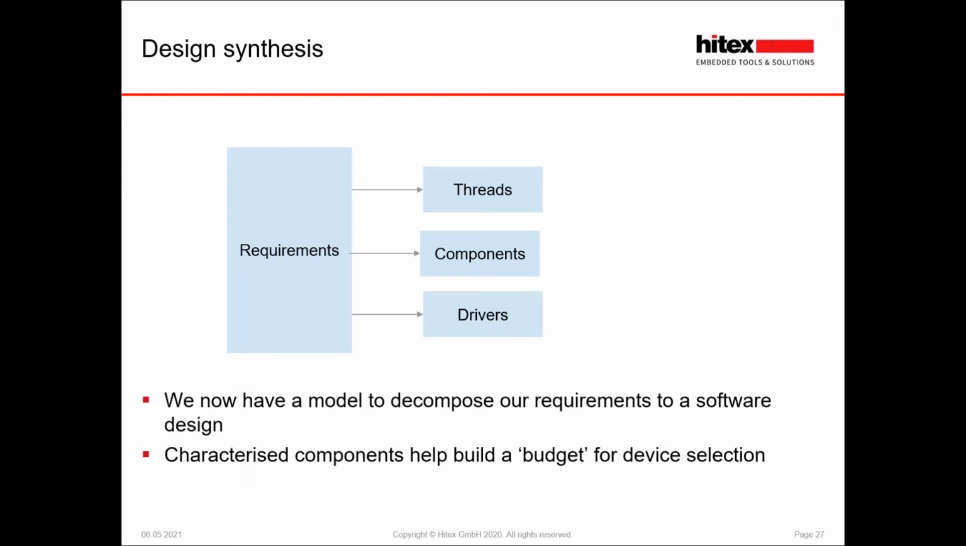When we are at the requirement stage, we now have a model where we can take our requirements and break those down, decompose them into our software architecture. So we can look at the requirements, we can identify the units of concurrency, what are going to be our threads, and that will drop out as the natural parts of our system. We can see the functional requirements, so we can work out what our software components are going to be. And then that will also give us the CMSIS drivers that we're going to need to build the system as well. And as I said, if we have a number of characterized components and drivers, we can work out the overall budget for our system to help with device selection. So this gives us, as I say, a good way to do design synthesis because we have a model that we've got ready built rather than thinking from scratch.